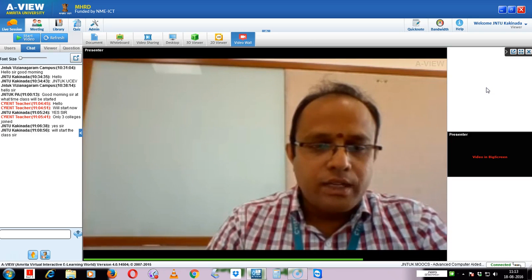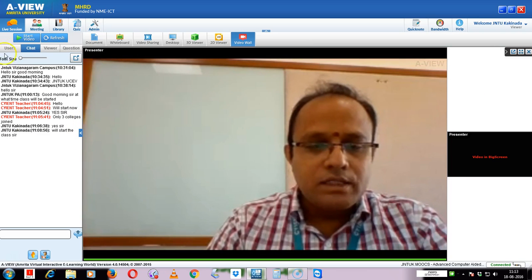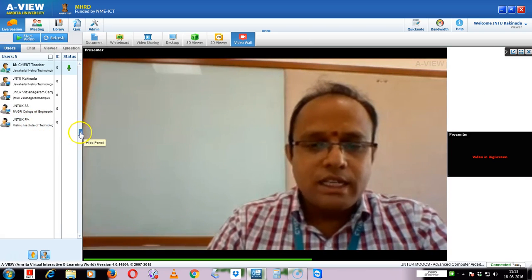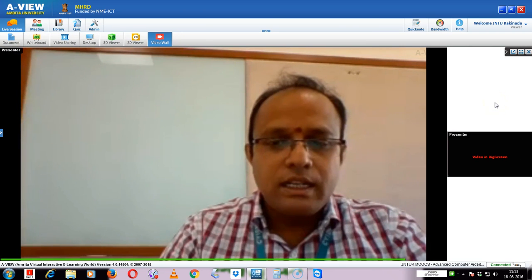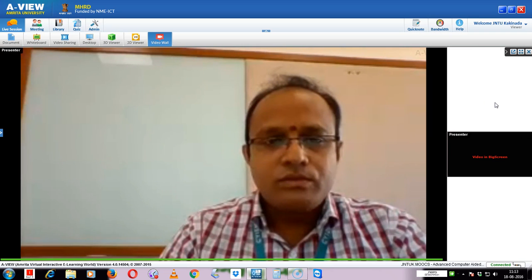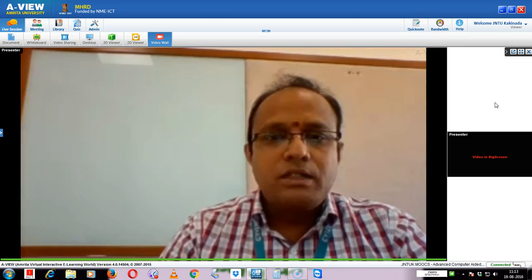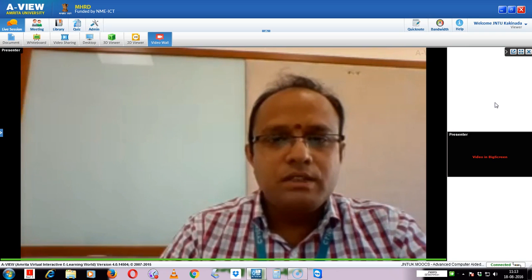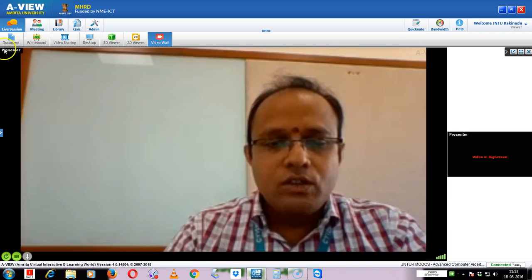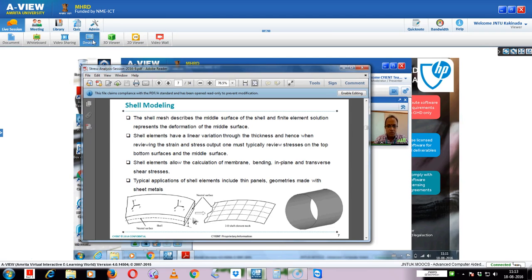So this is some component. To do shell modeling, first we need to extract the mid surface. That surface we need to extract, then that will form an area, and then we mesh with the area elements. The shell mesh describes the shell, and the finite element solution represents the deformation of the middle surface. So even though we have 3D geometry, we represent the mid surface.